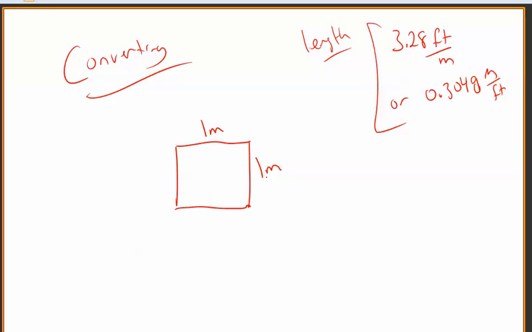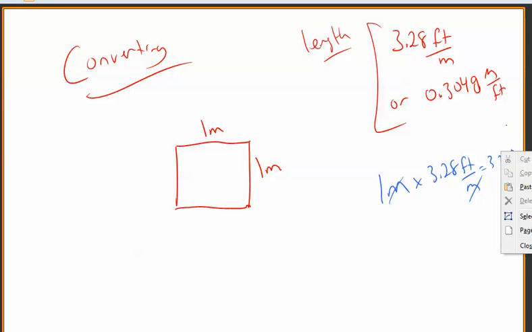So if I want to change from 1 meter to feet, this is really important. Then 1 meter, I can do a couple different ways. I can multiply it by this 3.28 feet per meter. And notice how I've got meters and meters. They actually go away. There's one on the top, one on the bottom. They divide each other out, and I get 3.28 feet.